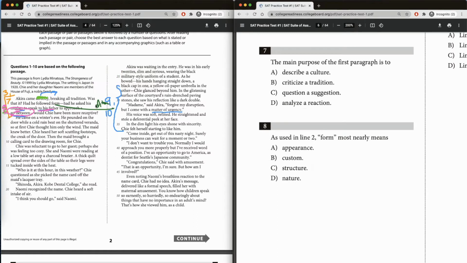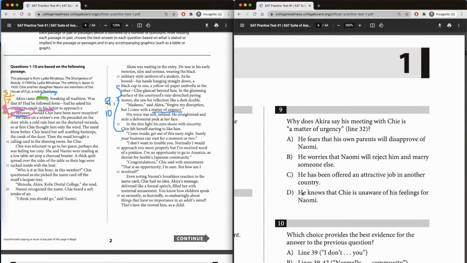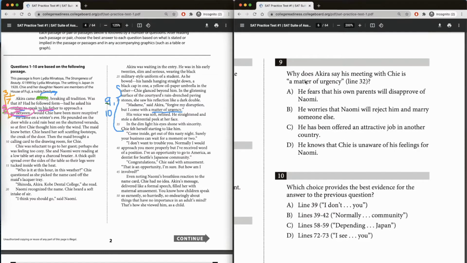But now we're going to move on to questions number 9 and 10 because those are the next line reference questions. So with numbers 9 and 10, number 9 says, why did Akira say his meeting was a matter of urgency? And notice I've underlined the matter of urgency and basically noted where it is in the text.